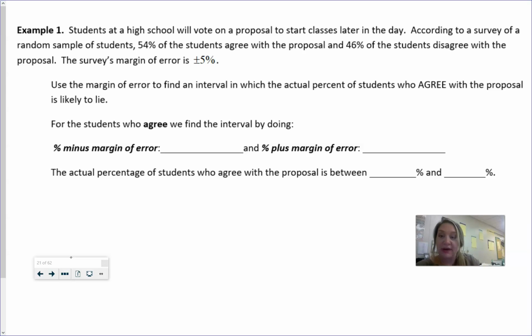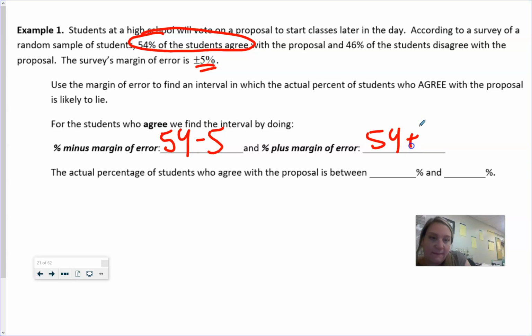Okay, so for those who agree, we're going to subtract and we're going to add that margin of error. So let's see here. 54% agree, and my margin of error is positive and negative 5%. So we're going to do 54 minus the 5, and we're going to do 54 plus the 5 to get our interval. So the actual percentage of students who agree is going to be anywhere in between 49 and 59%. Okay? So it's not exact, it's going to be somewhere in between there with our margin of error. All right, let's do another one.